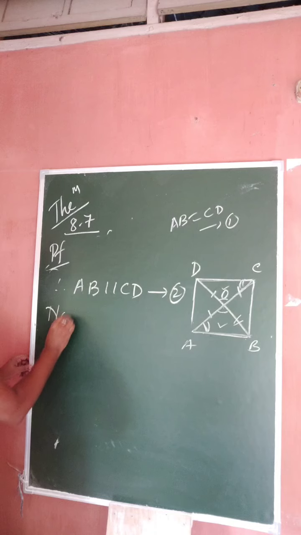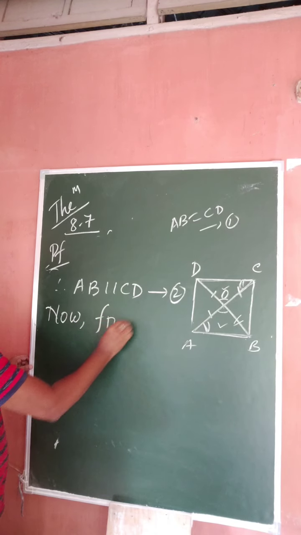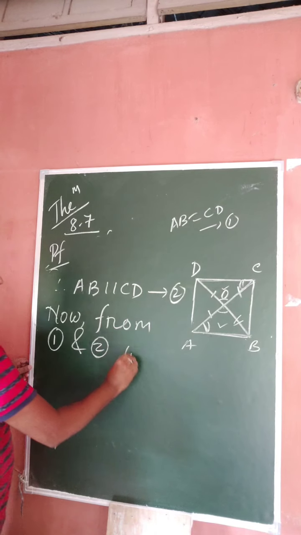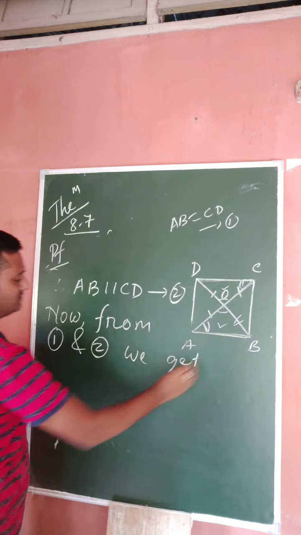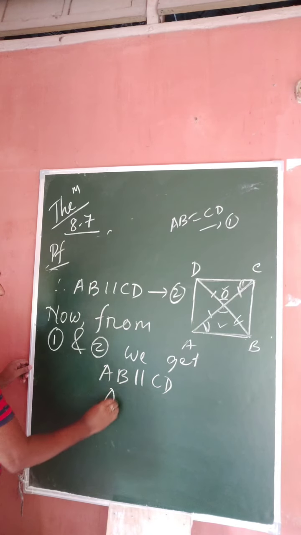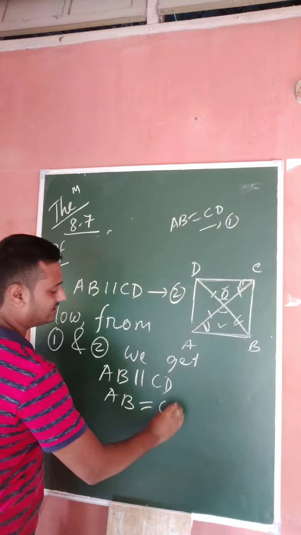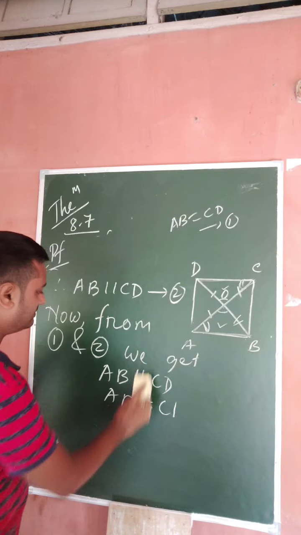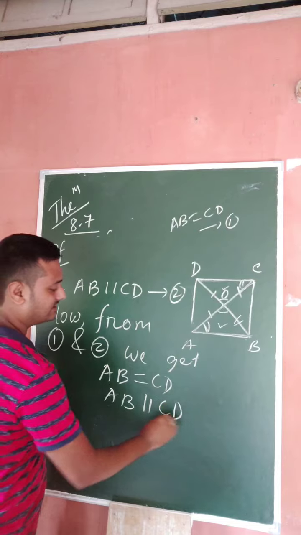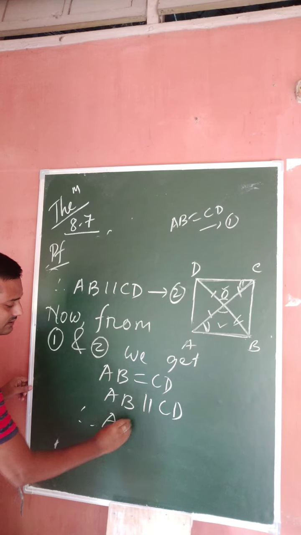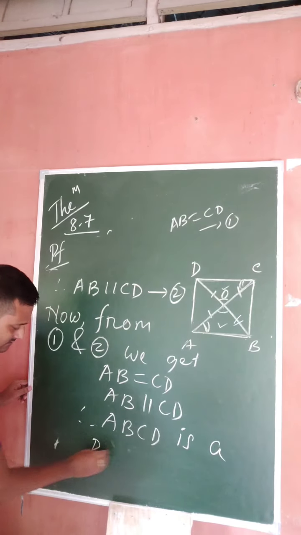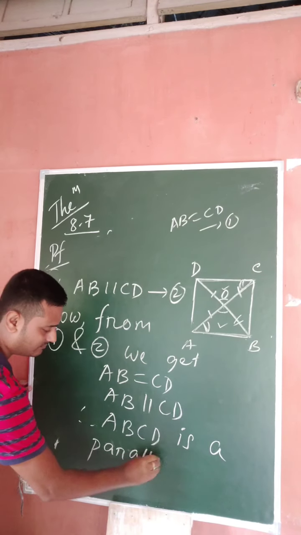Now from 1 and 2, we get AB parallel to CD and AB equal to CD. Since AB is equal and parallel to CD, therefore ABCD is a parallelogram.